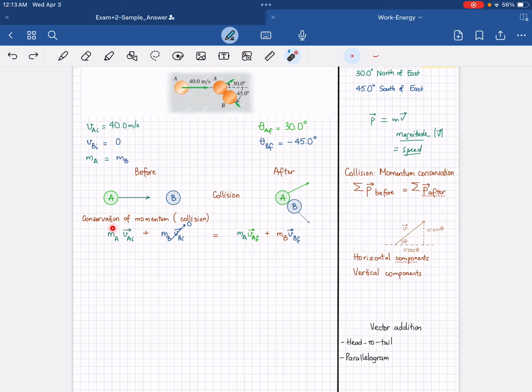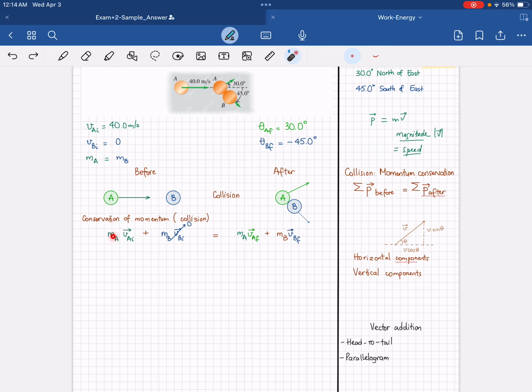This is the initial momentum of mass A, right? This is B. B stays at rest at first, that's why it comes to 0. And then this is the final momentum for A, and this is the final momentum of B. The net momentum, the sum before, equals the sum after the collision. In this case, there's another important piece of information: MA equals MB.